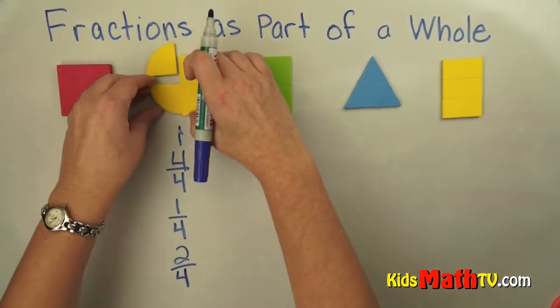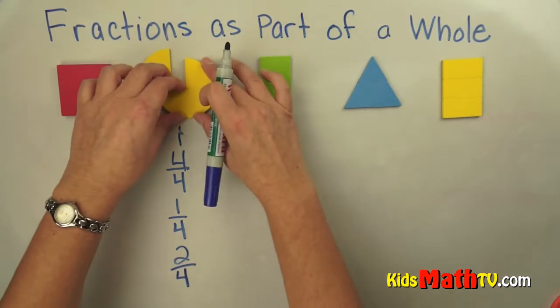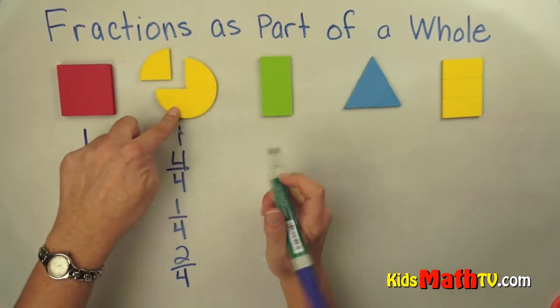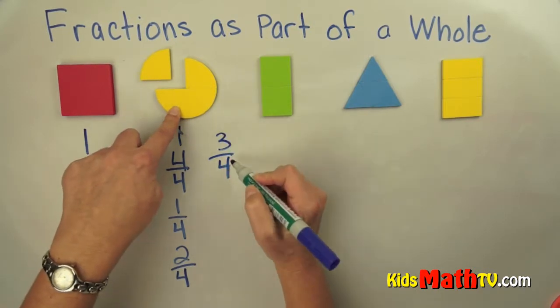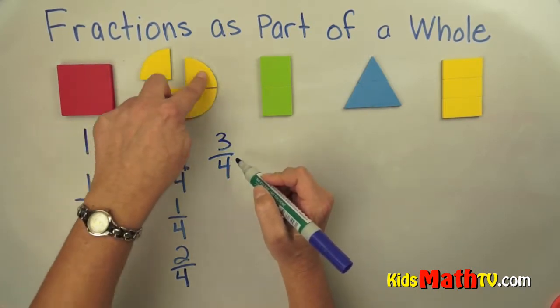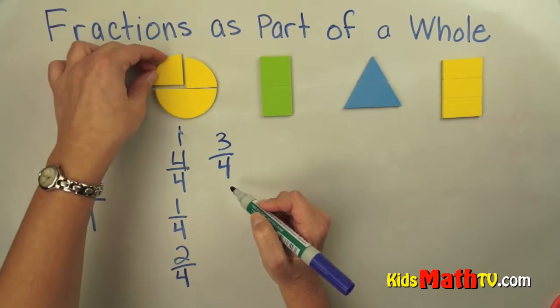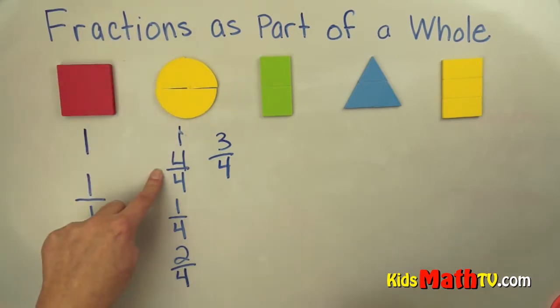I can even go like this. 3 out of 4. 1, 2, 3. 3 out of 4, right here. 3 out of the 1, 2, 3, 4. 3/4. And if I put it all together again, I have the 4/4.